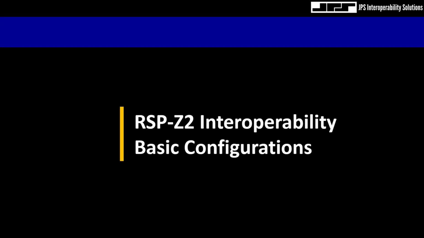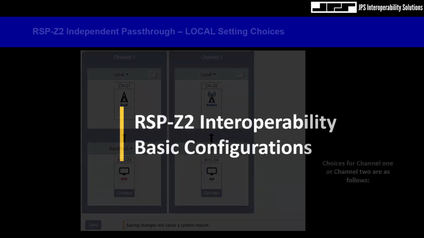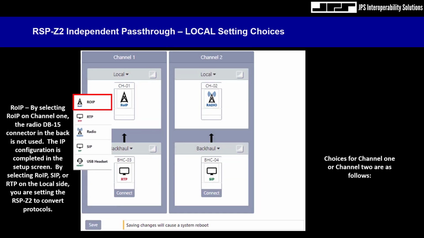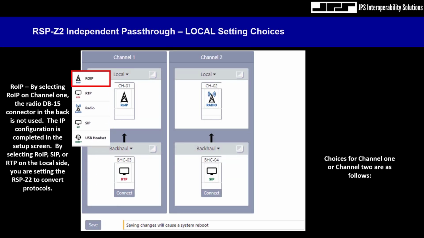Let's talk about the RSP-Z2 interoperability basic configurations. Now we're going to talk about the Z2 independent pass-through and the local settings choices. On the left-hand side, you'll see the channel 1 local, several protocols, radio, or headset that you can pick to be the input for the local channel 1 side.